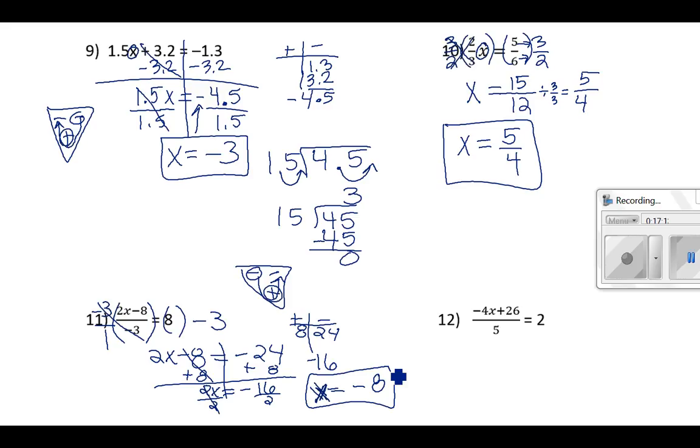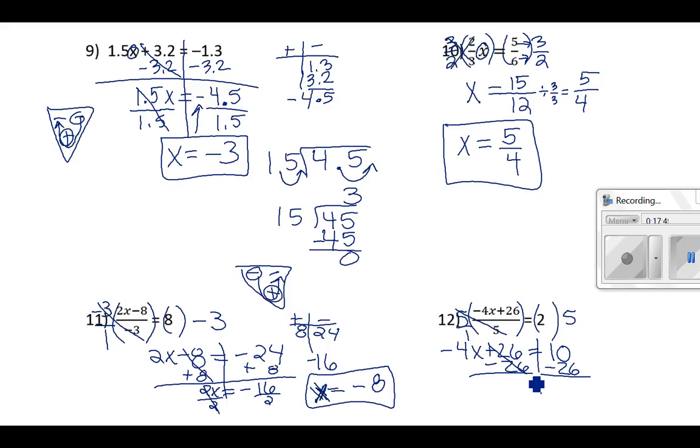Last one, number 12, is very similar to the one we just did. We have a big fraction. We're going to get rid of that fraction by multiplying everything by the denominator. This cancels, so we're left with -4x plus 26 equals 2 times 5 is 10. Then I have a regular two-step equation. So I'm going to subtract 26 from both sides.